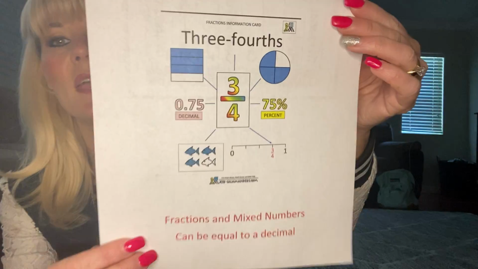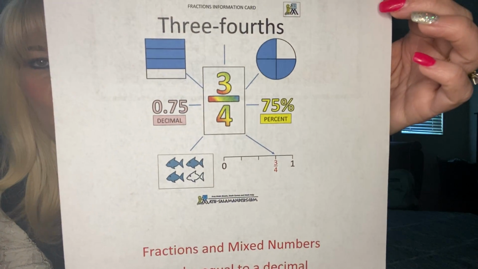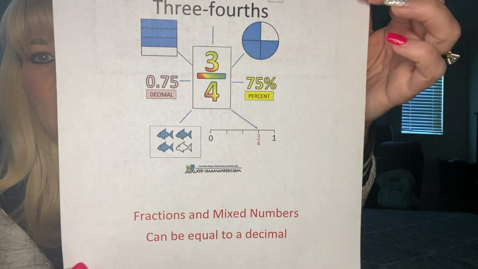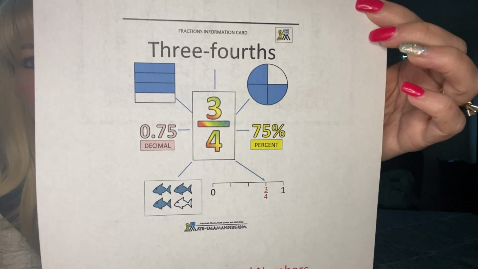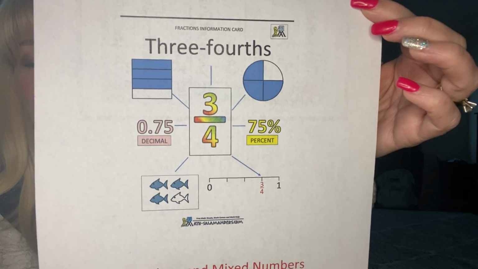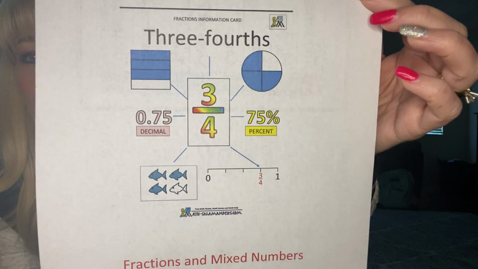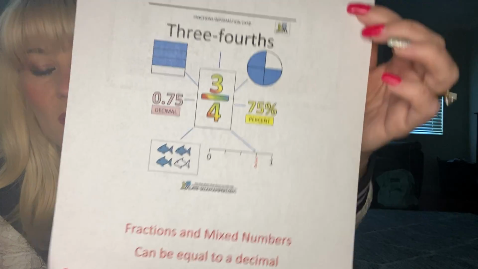Here's the second thing that you need to know about decimals. Decimals can also represent a mixed number and a fraction. We just did some that were fractions, but look at this picture right here. Fractions and mixed numbers can also equal a decimal. This fraction right here is 3/4. It also stands for 0.75, that's a decimal, 75%. You can also do a mixed number like 3 3/4 can equal a decimal. So let me show you how to do that.